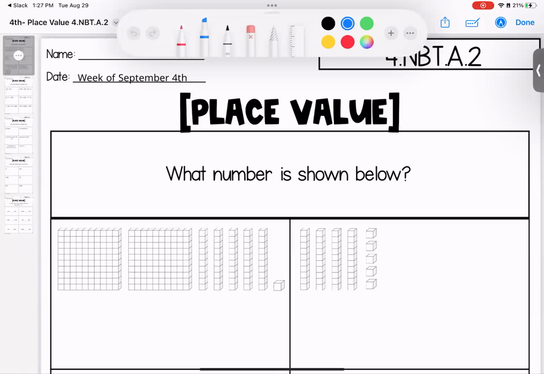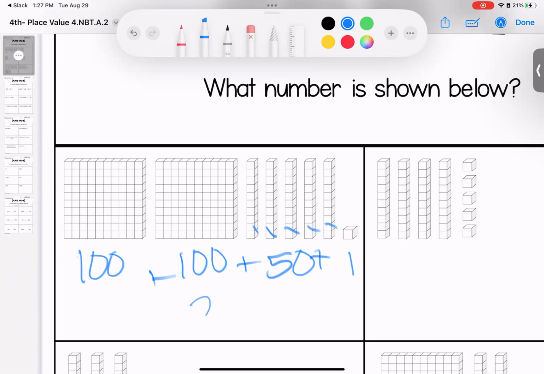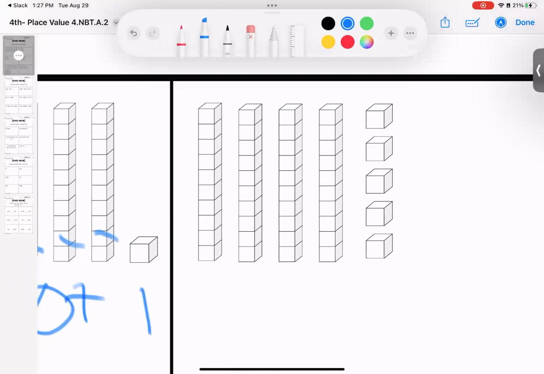So starting off, we have some place value cubes. I'm looking to see what number you see. So down here, I have a 100, a 100. I have some tens. I have 1, 2, 3, 4, 5 tens, and I have a 1. If I put this all together, think of expanded form. I have 251.